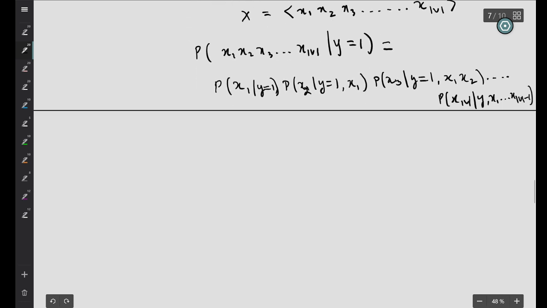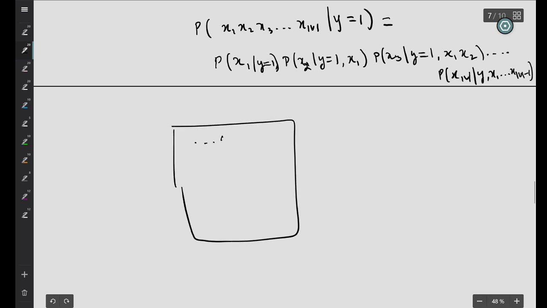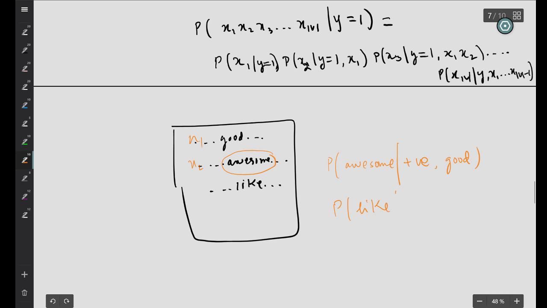Suppose there was a review about a movie which contained the words good, awesome, and like. We are asking what is the probability that the word we are going to see is awesome. So p of awesome given the class is positive and you have already seen the word good. This is x1, this is x2. And when we compute p of like, we say the class is positive and you have already seen the words good and awesome. What is this probability? This kind of computation is becoming quite complex, so to simplify it, we use one very strong assumption which is called the naive Bayes assumption.